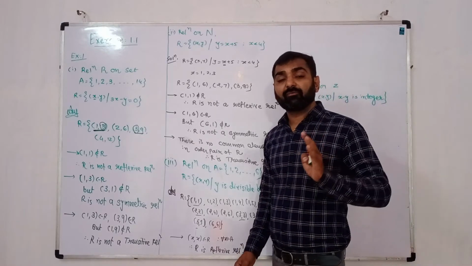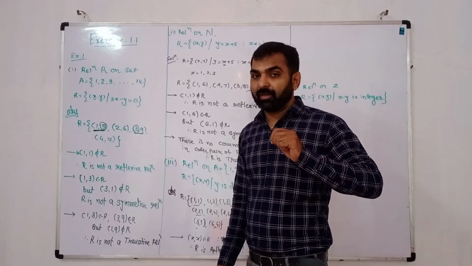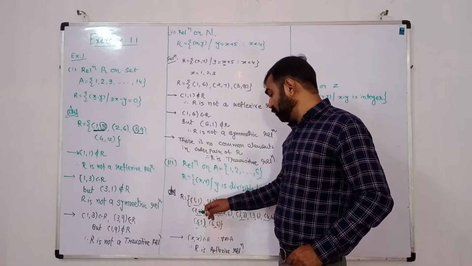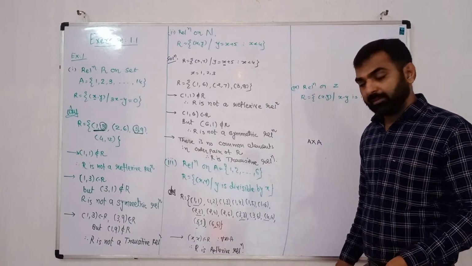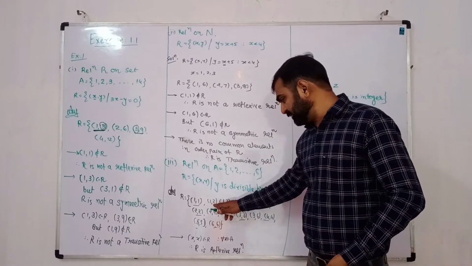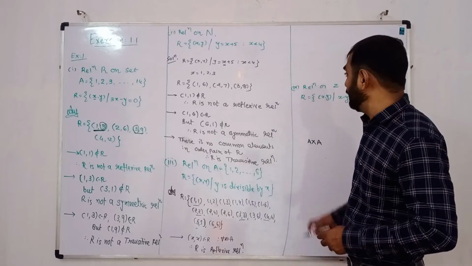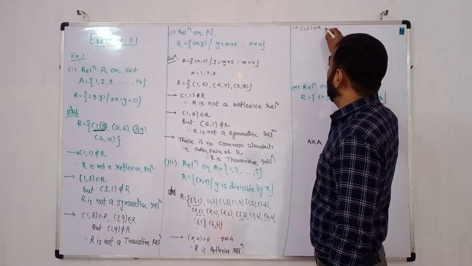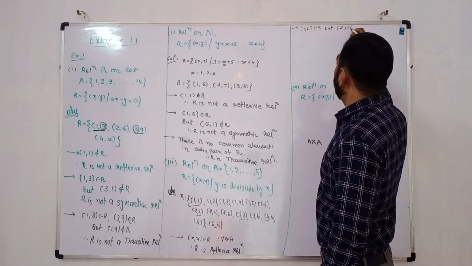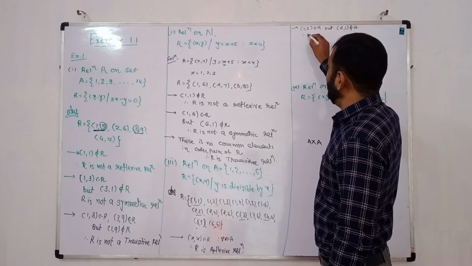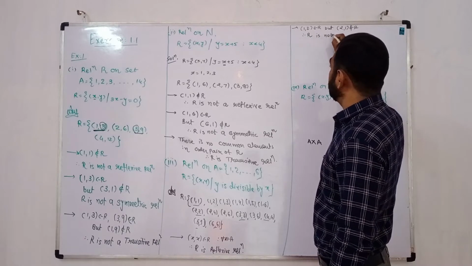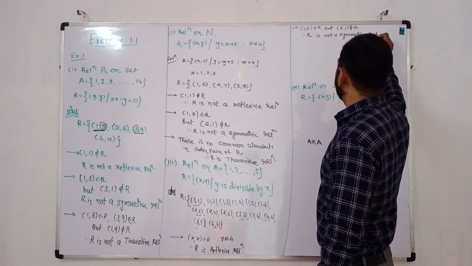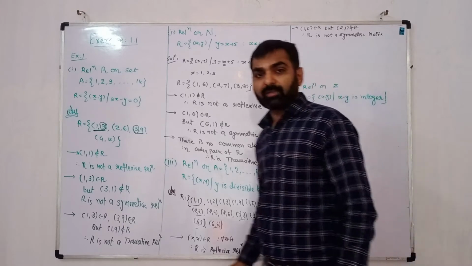Now it's time for symmetric. What should be in symmetric? If (a, b) then (b, a) should be there. That is, if 1 2 is there then 2 1 should also be there. Is that possible? 1 2 is there, so does 2 1 belong? No, 2 1 does not belong to R. So here we write 1 2 belongs to R, but 2 1 does not belong to R. That's why we can say that R is not a symmetric relation.